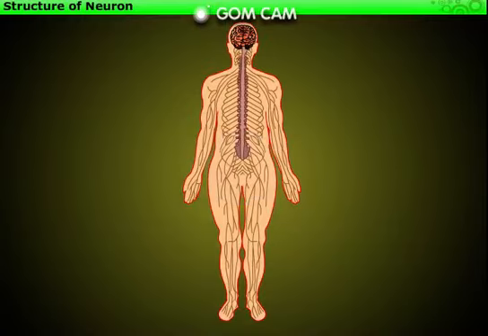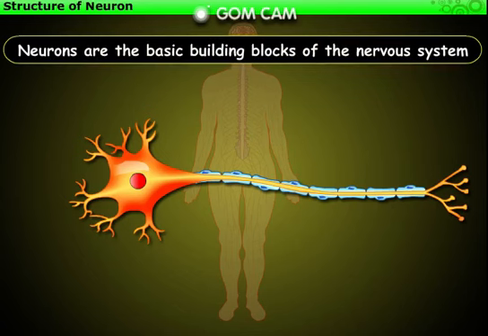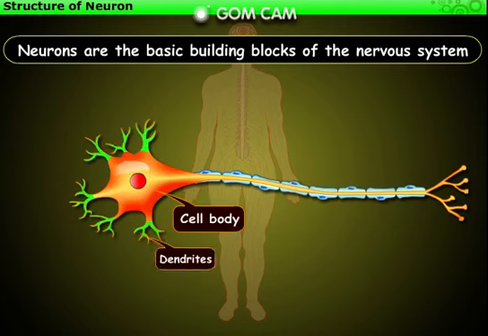Let us understand the structure of a neuron. Neurons are the basic building blocks of the nervous system. A neuron is the largest cell in the body. It has 3 components: cell body, dendrites, axon.